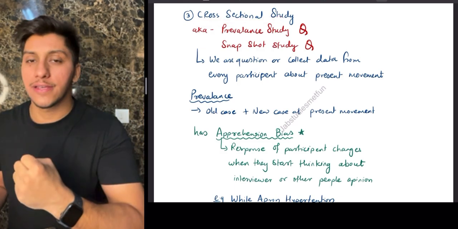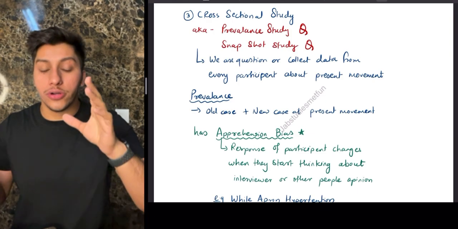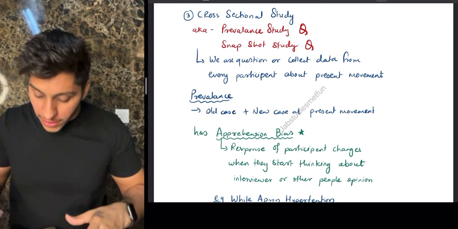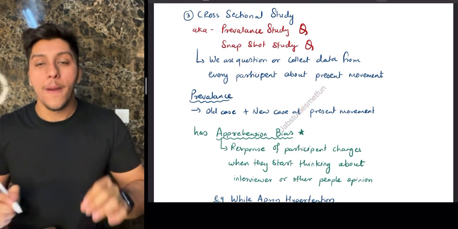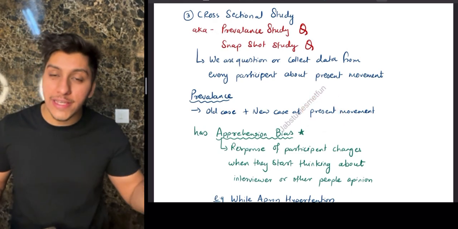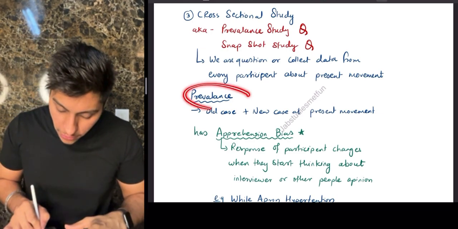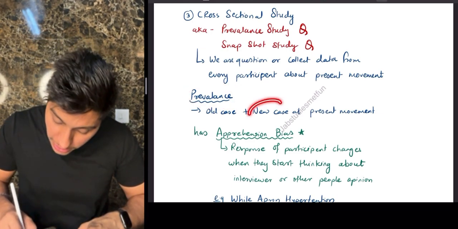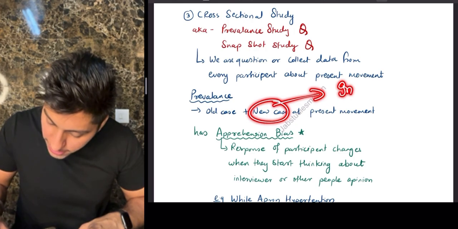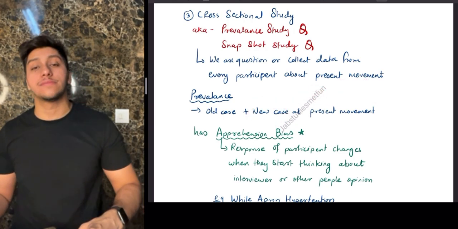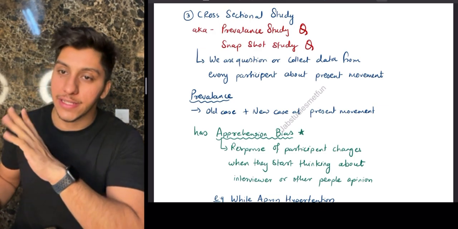What is prevalence? Prevalence is when you talk about the old cases and the new cases which are coming at the present moment. Prevalence is old cases plus new cases at the present moment. That is the meaning of prevalence. If you talk about only the new cases, that is known as incidence. If you talk about only the new cases arising at the present moment, that is incidence.